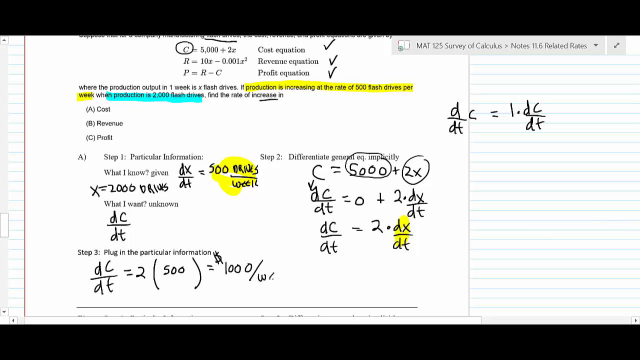And the answer to all these is going to be dollars per week, because you're talking cost and revenue and so forth. So to write it, if production increased at 500 flash drives per week, cost would go up $1,000 per week. You kind of want to write the production level. You could say at a production level of 2,000 flash drives, the cost is increasing at a rate of $1,000 per week. Okay, that's what it is. Now notice the 2,000 didn't have anything to do with it. The next one I think will have to do with that. We'll finish this up next time.